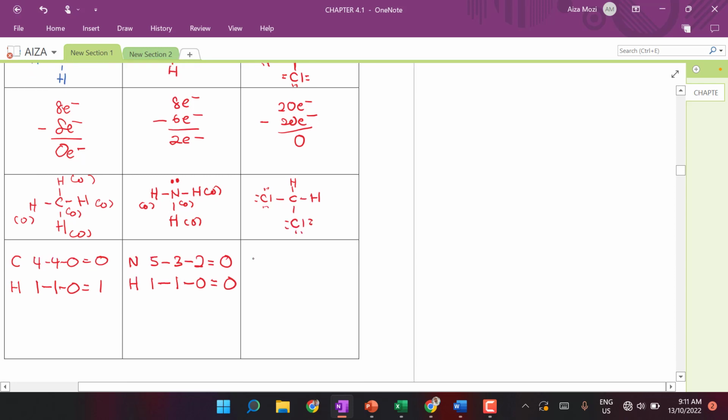Next you need to calculate the formal charge for each atom. So carbon: 4 minus 4 minus 0 is 0. Cl: 7 minus 6 minus 1 is 0. Hydrogen: 1 minus 1 minus 0 is equal to 0. So all atoms have 0 formal charge.